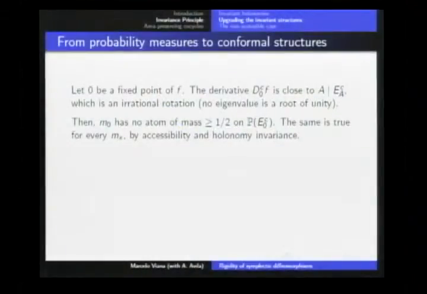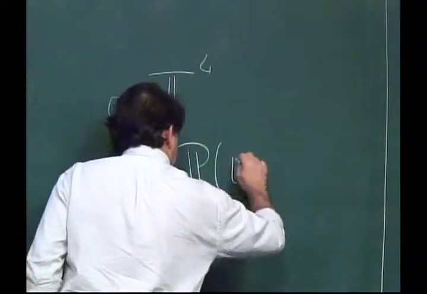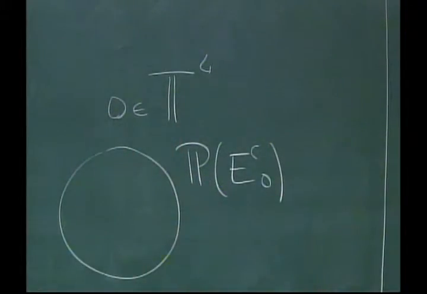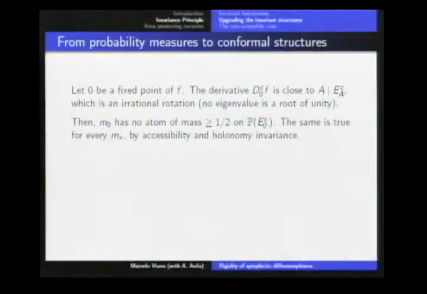So in particular, you know that the invariant measure on the projective space P of E^c at 0 is close to an irrational rotation, could be rational, but if it's rational, it's a rational number with a large denominator, so it cannot have any invariant measure with an atom. Maybe there are no atoms. If there are atoms, they have small measure. In particular, no atom can have mass bigger than 1/2.